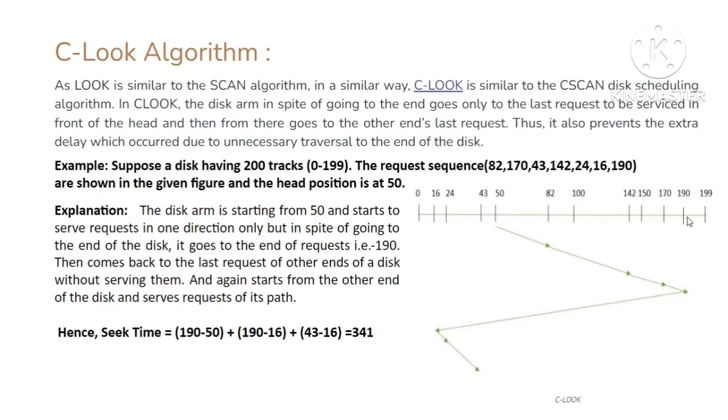The last algorithm is C-LOOK. C-LOOK means circular LOOK. It is similar to C-SCAN. Of course, we can see that C-LOOK is the advantageous version of LOOK and C-SCAN. It will remove the disadvantages of LOOK and the disadvantages of C-SCAN. As LOOK is similar to the SCAN algorithm, in the same way, C-LOOK is similar to C-SCAN.